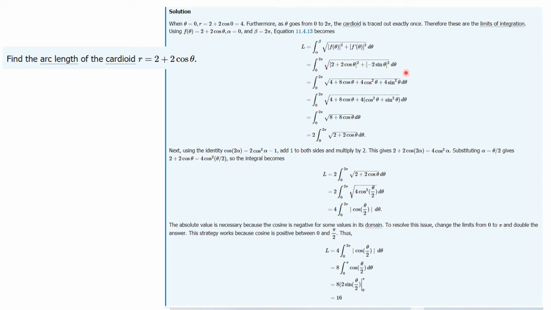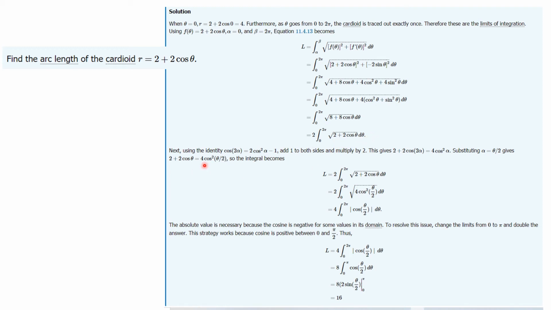Now we expand each of these, and we take note of the fact that cosine squared theta plus sine squared theta is again 1. So we simplify that, and we get the square root of 8 plus 8 cosine theta d theta. Now we can get a 4 out of there, and the square root of 4 is 2. Pull that all the way through. We have 2 times the square root of 2 plus 2 cosine theta d theta.